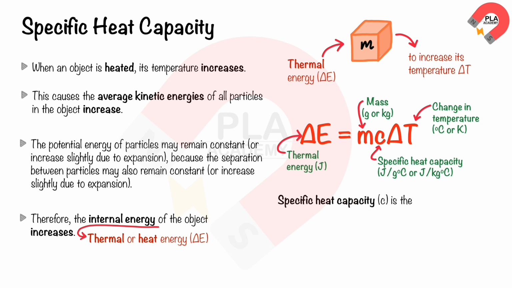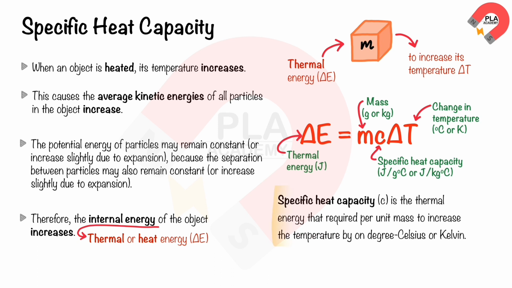Specific heat capacity, c, is defined as the thermal energy required per unit mass to increase the temperature by 1 degree Celsius or kelvin. It remains constant for a given substance.